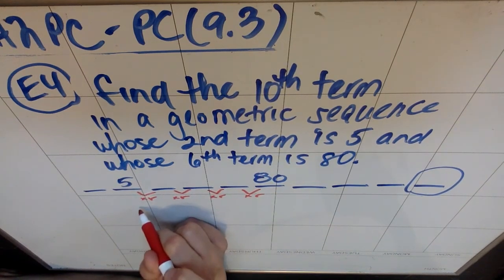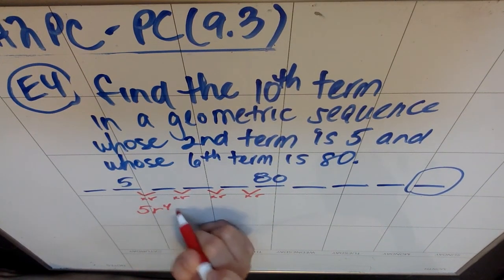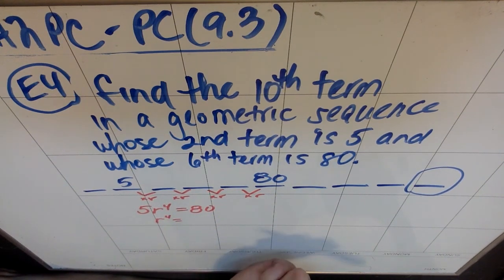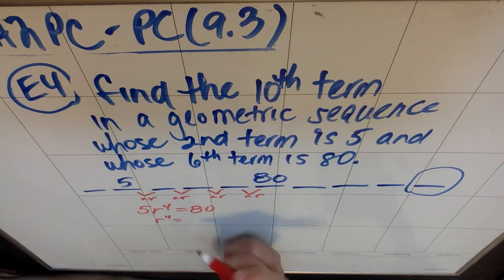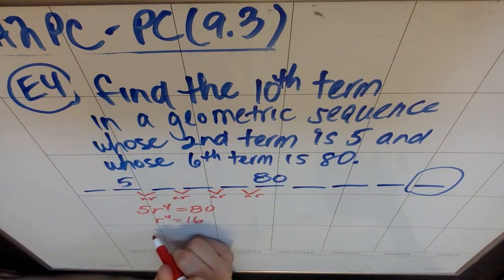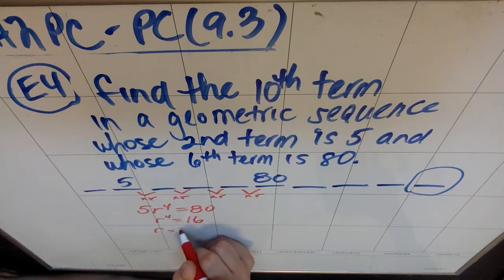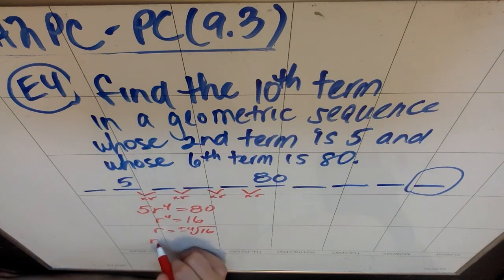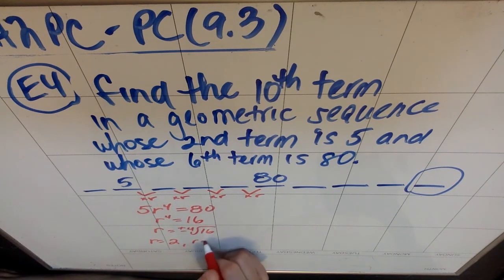So you could say to yourself, oh, 5 times r to the 4th gives me 80. r to the 4th, oh, this is clever. There's actually 2 possible answers here. Well, sort of. There are 2 different possibilities for r. r to the 4th is 16. So when I take the 4th root, remember that when you take an even root, like a 4th root, you have to write a plus or minus. So there are 2 possibilities. r could be 2 or r could be -2.